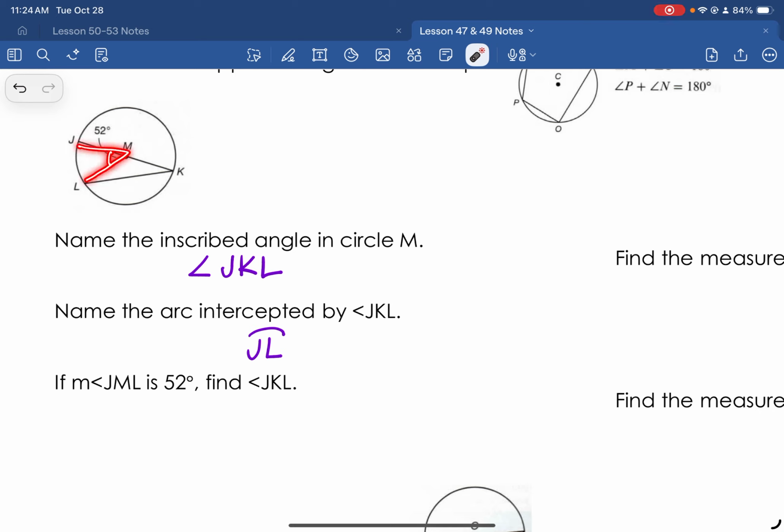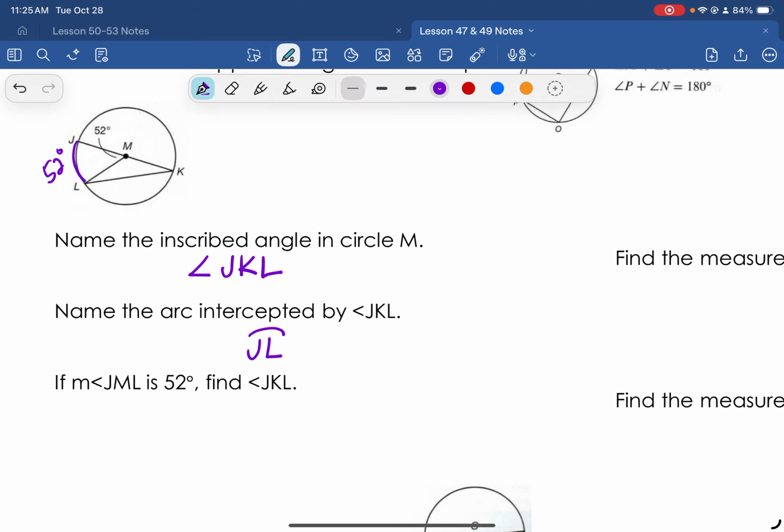Now, they're telling me in this third question that if the angle JML is 52, see right here, this central angle is 52, then what is the inscribed angle measure? Well, if this is 52, this is 52. Remember how arcs are congruent to their central angles? So if you know one, you know the other. So then that means that this is 52 degrees as well, which means that is half of 52. So 52, half of that is 26 degrees. That is the angle JKL.